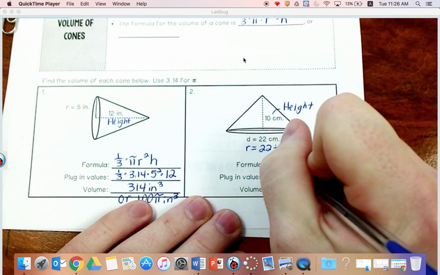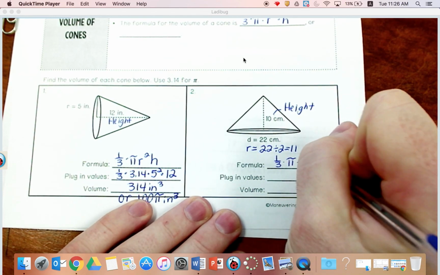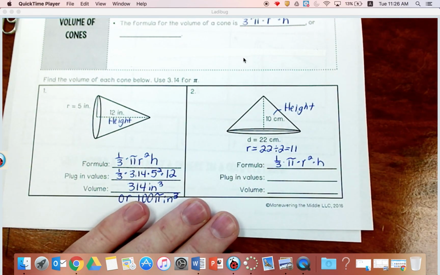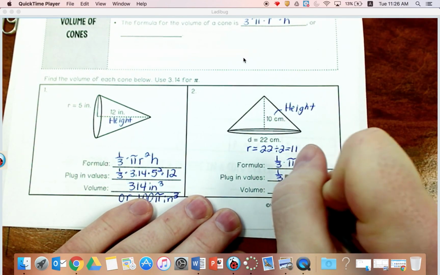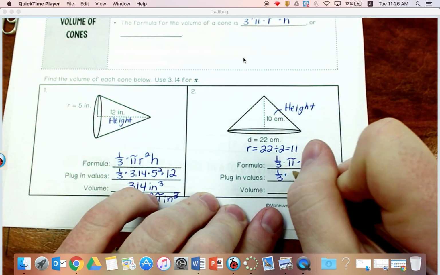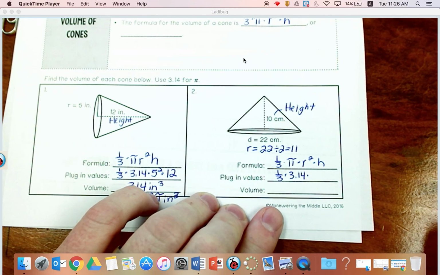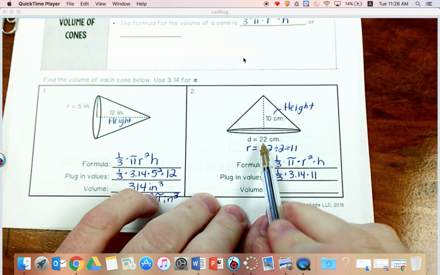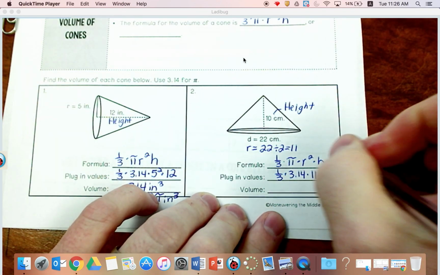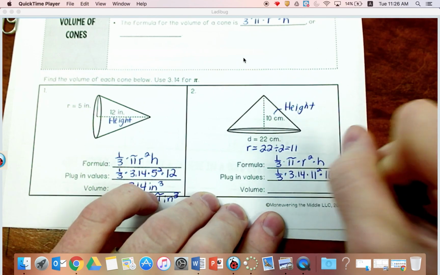Now I can use my formula there, 1/3 times pi times the radius squared times the height. Plug in the values that I know. I know 1/3. Pi, I'm going to use 3.14. The radius is going to be 11 because I took half of the diameter, 22, gives me 11. And I'm going to square it. And my height is going to be 10.